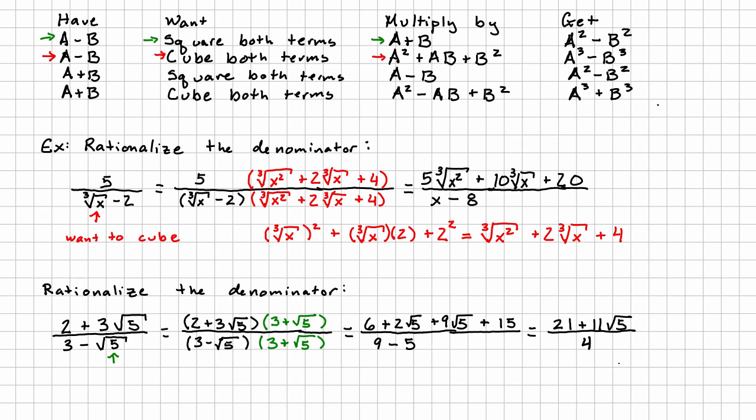And I might wonder, can I simplify that at all? But it turns out that no, I can't simplify that. The only factors in my denominator are 2's, and I don't have any factor of 2 in my numerator. So that's what I get when I rationalize that denominator.